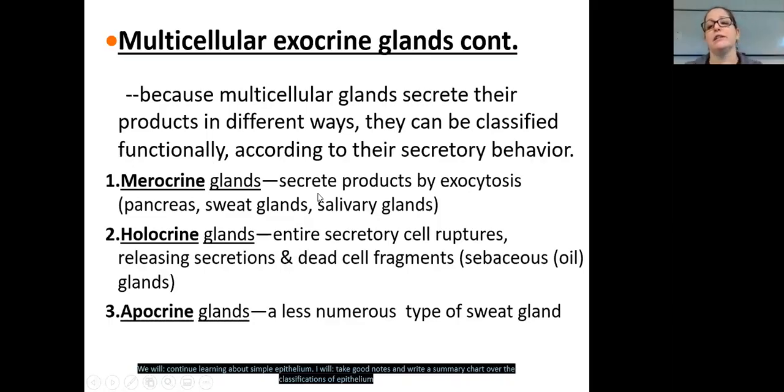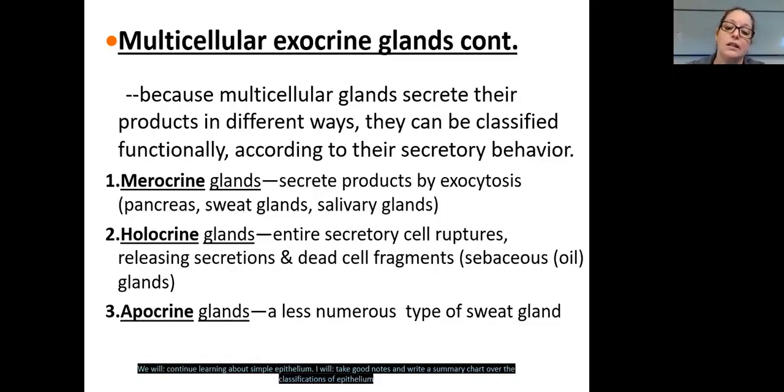They secrete by exocytosis. I do hope you remember from 1406 that exocytosis is when a product is created in the cell, goes through the endoplasmic reticulum, most likely the smooth endoplasmic reticulum in this case, goes to the Golgi apparatus, gets sorted, is put in a vesicle, is taken to the cell membrane, and is just released from the cell at the cell membrane. Those are merocrine glands: pancreas, sweat glands, salivary glands.